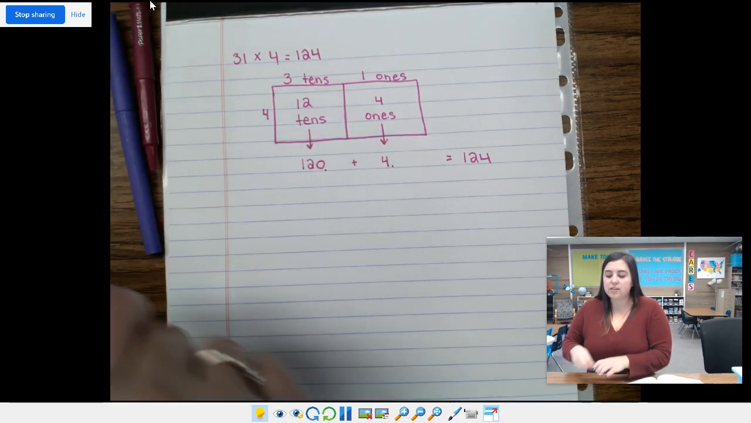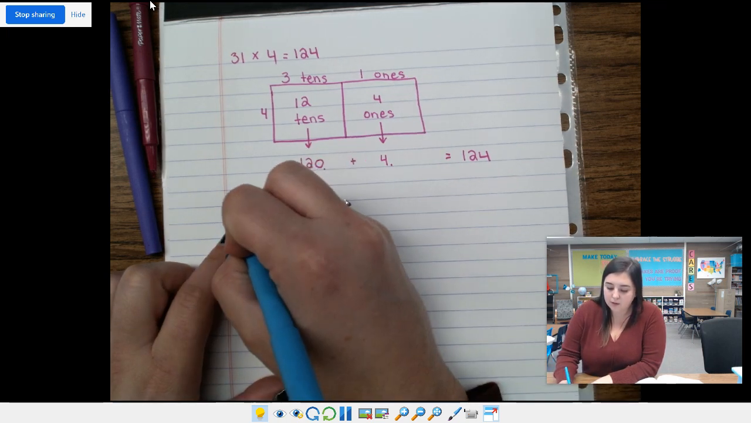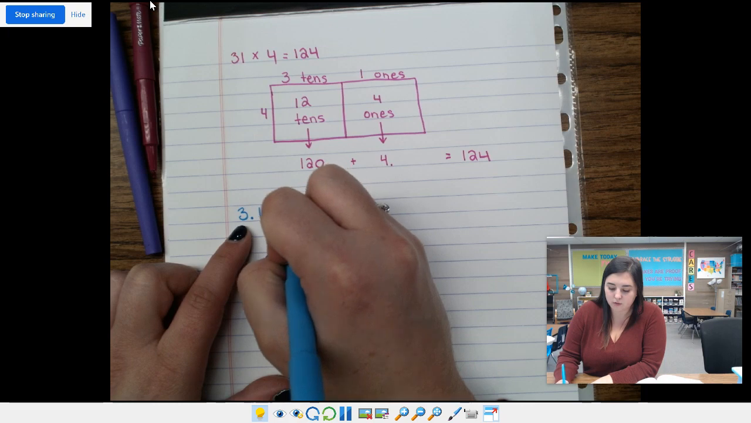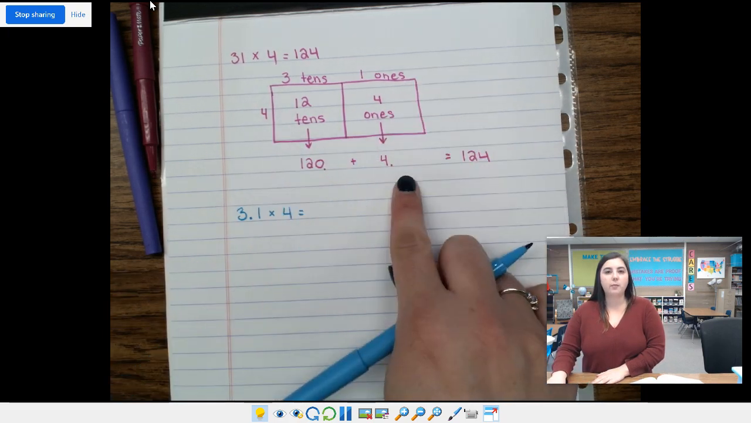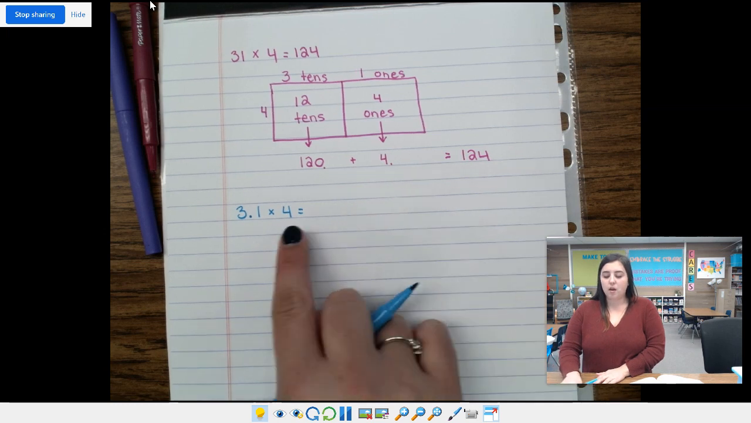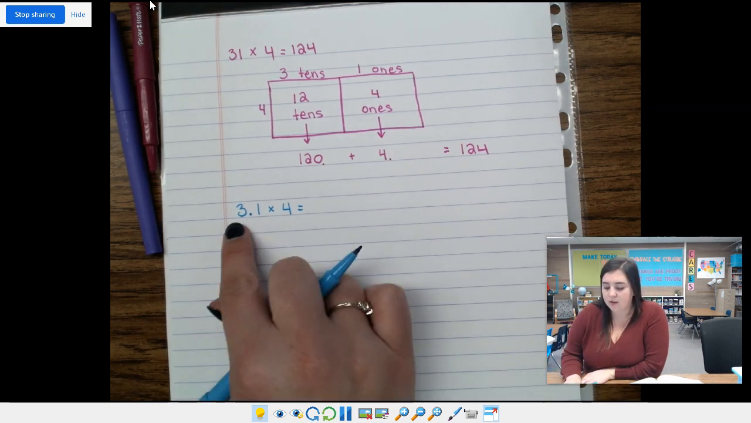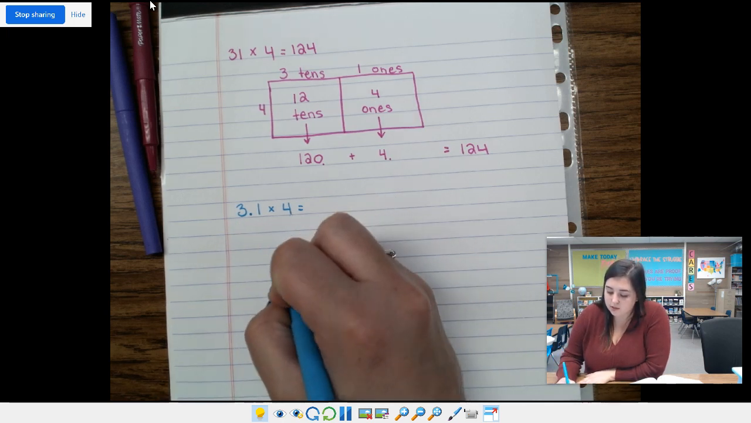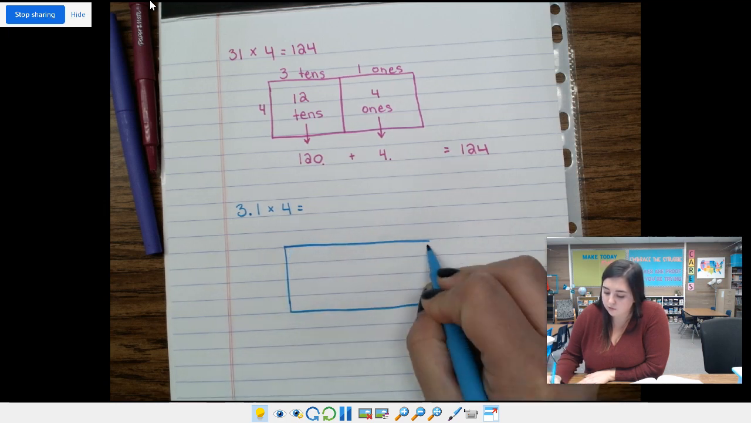Let's do a second solving of this, but I'm going to change it up a little bit. I'm going to do 3.1 times 4. Once again, it's okay if you're not writing this part down, the area model. I know I'm going fast, but I want you following along and thinking. So 3.1 times 4, I'm going to do the same thing. I'm going to make an area model to help me solve.